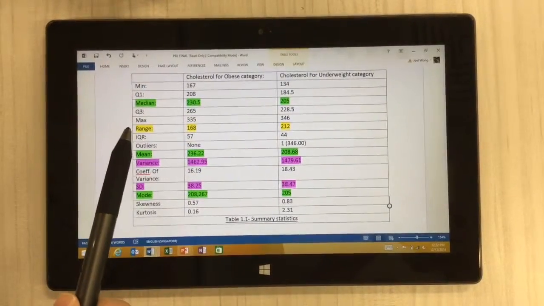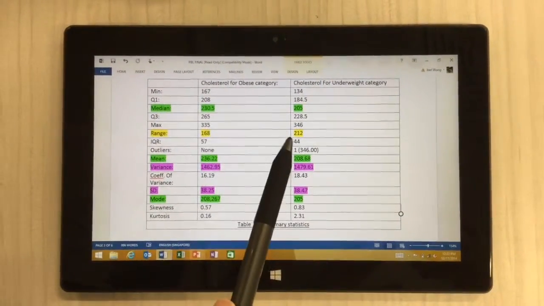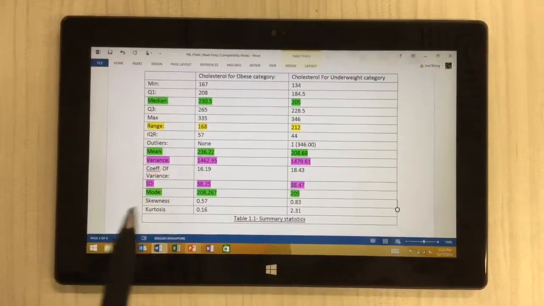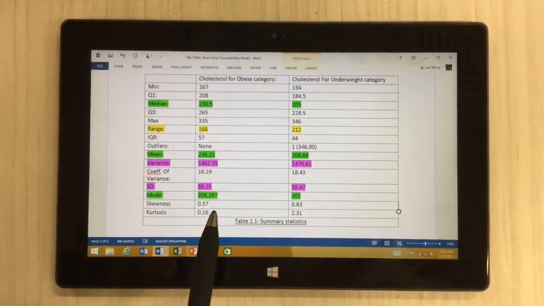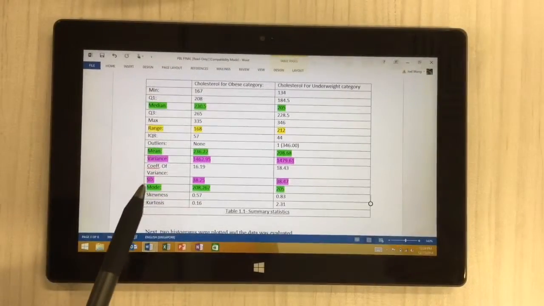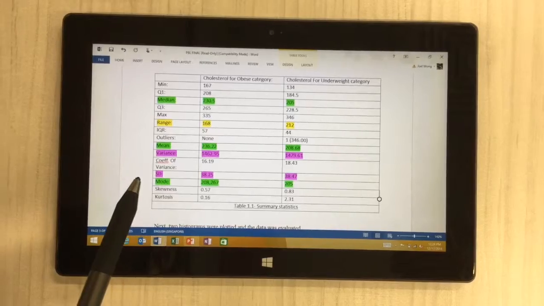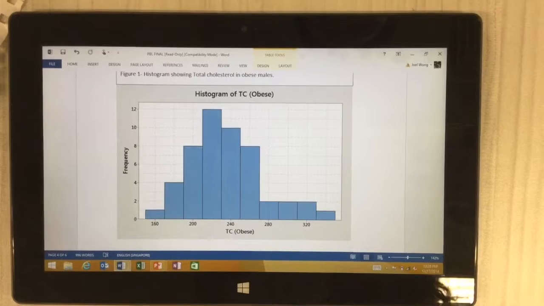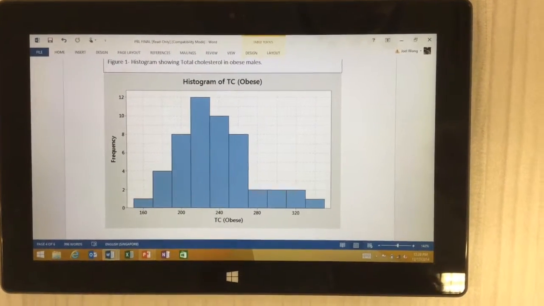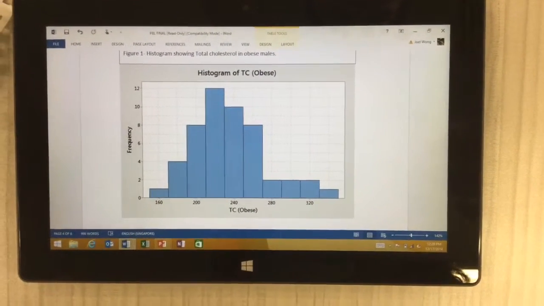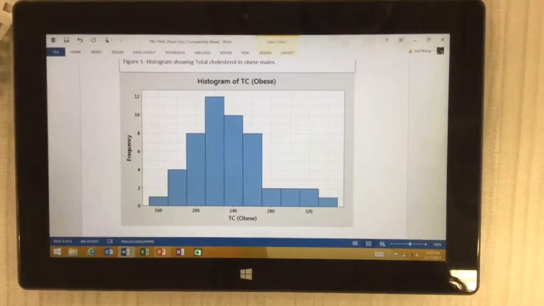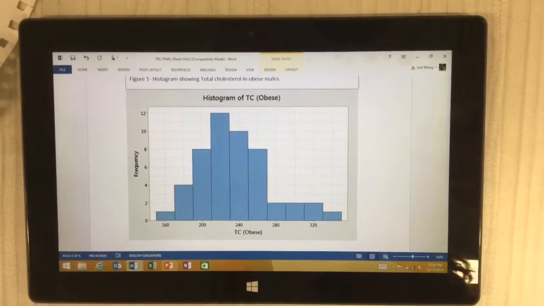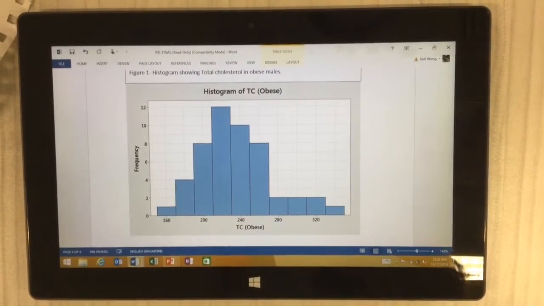The median represents the middle value for each data set. The mean represents the average value for each data set, and the mode represents the highest frequency from each data set. The variance and standard deviation, both highlighted in pink, are used to conduct the hypothesis test. From the results, we constructed a histogram. This histogram shows the frequency of total cholesterol level for obese males. And from the histogram, we can conclude the skewness and the kurtosis of this data set.